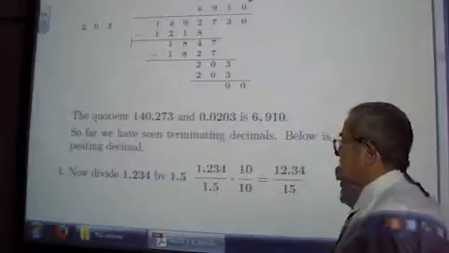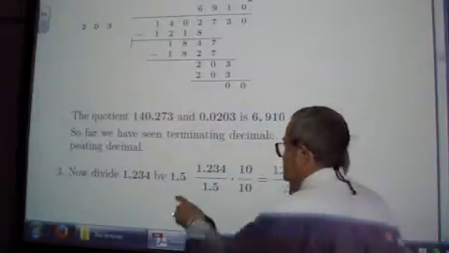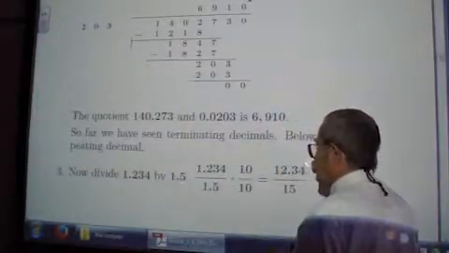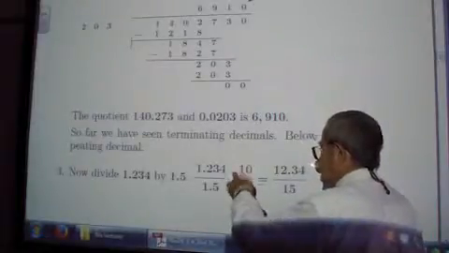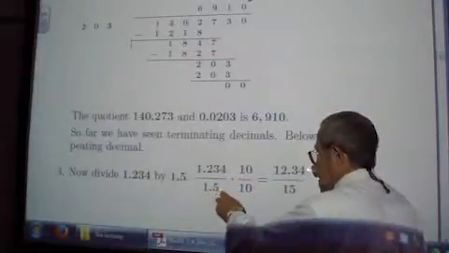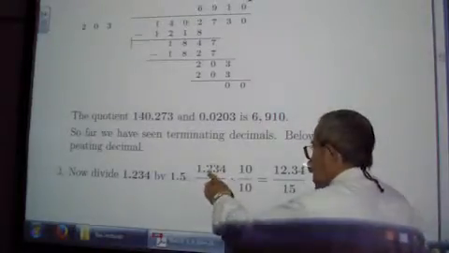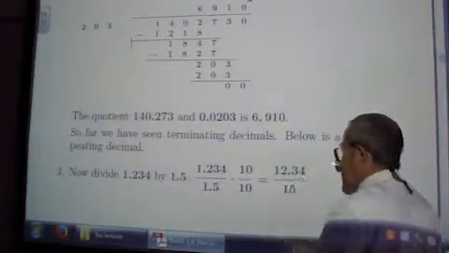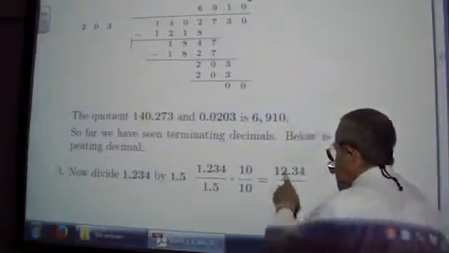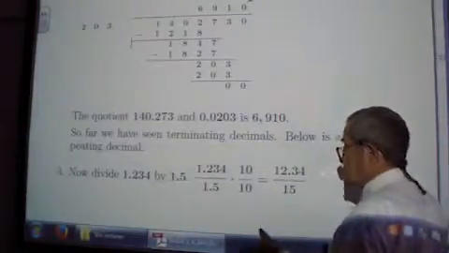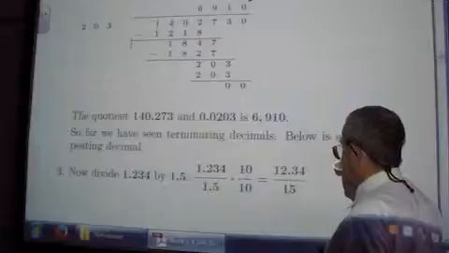Suppose we want to divide 1.234 by 1.5. The first thing I do is I multiply by 10 over 10, which makes the 1.5 become 15. And the 1.234 becomes 12.34. And 15 into this is less than 1, so my result is 0 point something.